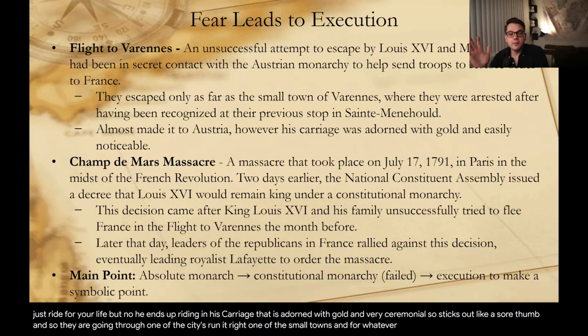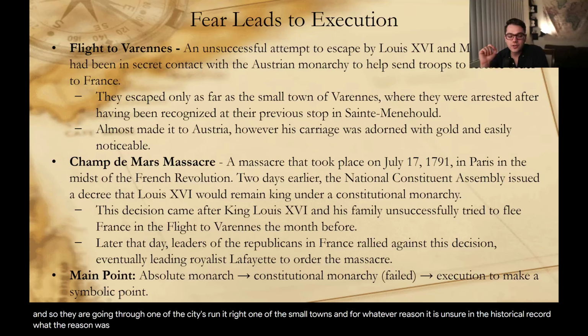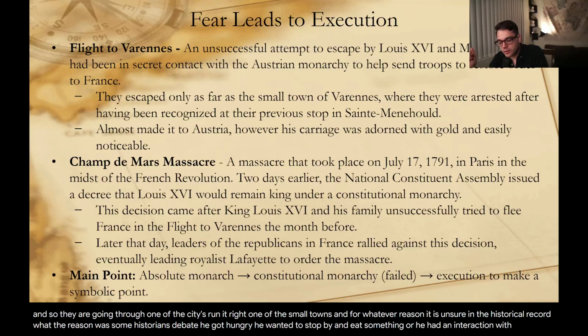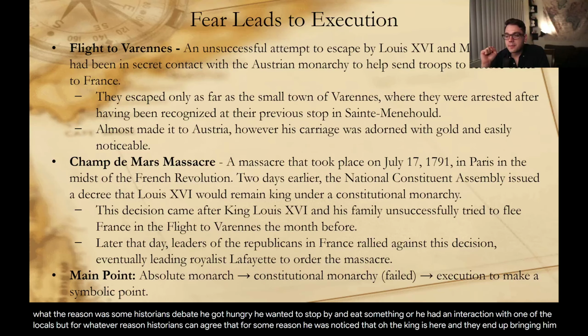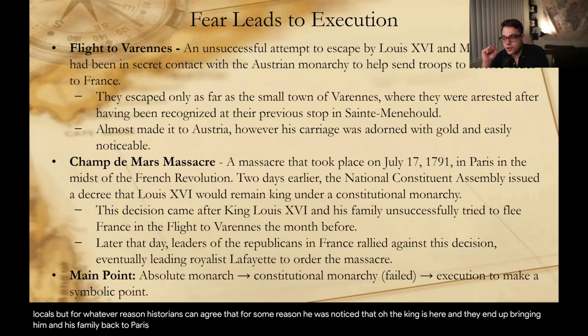And so they are going through one of the small towns, and for whatever reason, it is unsure in the historical record what the reason was. Some historians debate he got hungry, he wanted to stop by and eat something, or he had an interaction with one of the locals. But for whatever reason, historians can agree that he was noticed: oh, the king is here. And they end up bringing him and his family back to Paris forcefully.